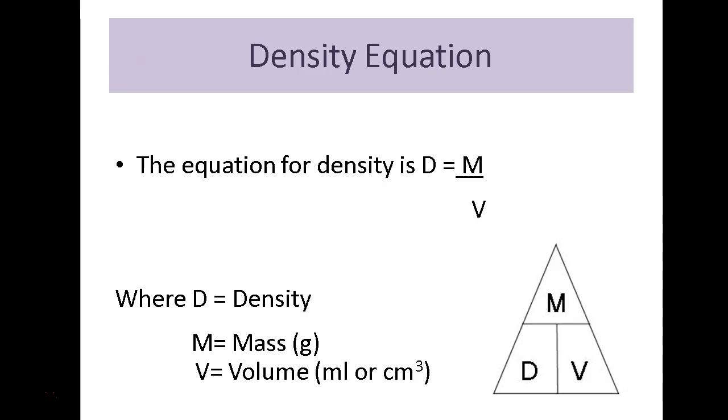Well, how do we calculate density? In science, we calculate density using the formula: density equals mass divided by volume. Now, you can rearrange this algebraically, and I'm going to show you how to do this, or you can use this triangle. Cover up what you want to find. For example, if I covered up density, density would equal mass divided by volume. Volume would equal mass divided by density.